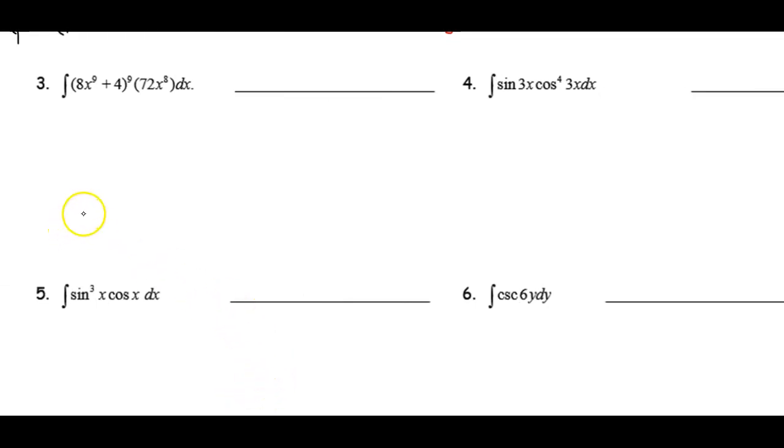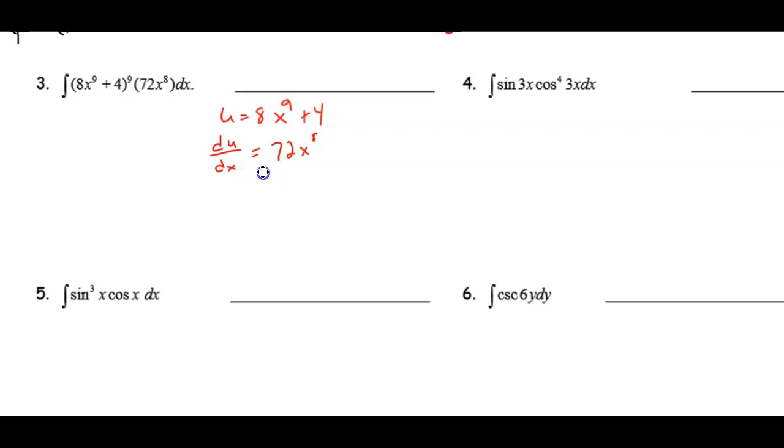All right, I'm going to actually make u this one. And I'm going to tell you why. Because see, 8x to the ninth, 9 times 8 is 72 x to the eighth. So I'm going to actually cancel this out. This is the derivative of this one. All right. So u is going to be 8x to the ninth plus 4. And so du over dx equals 72x to the eighth.